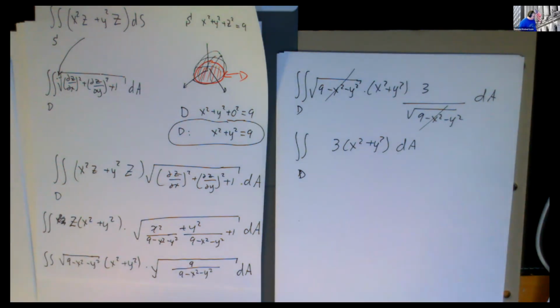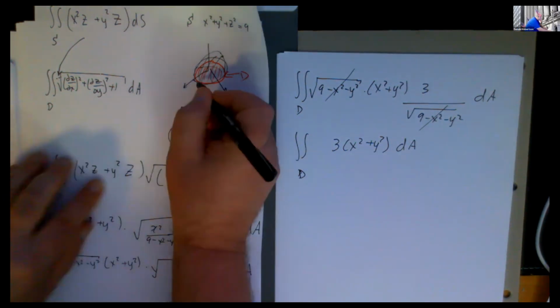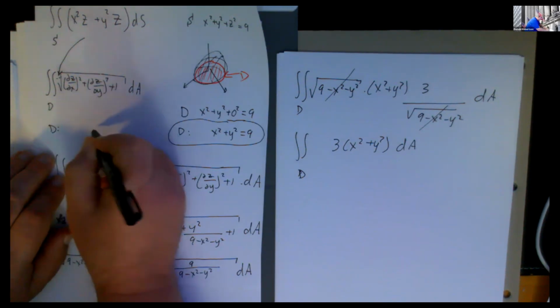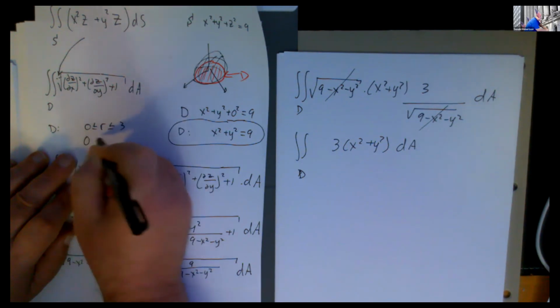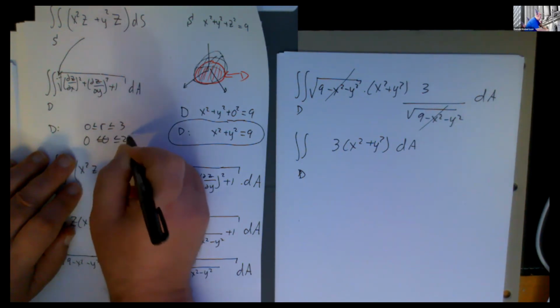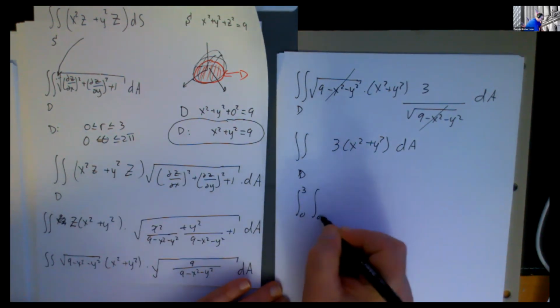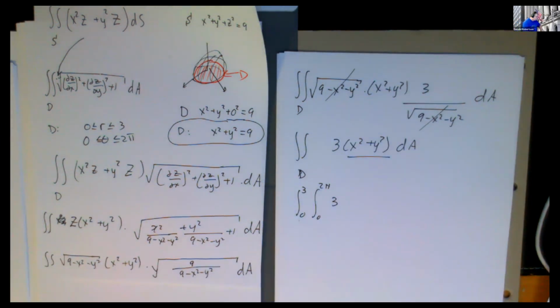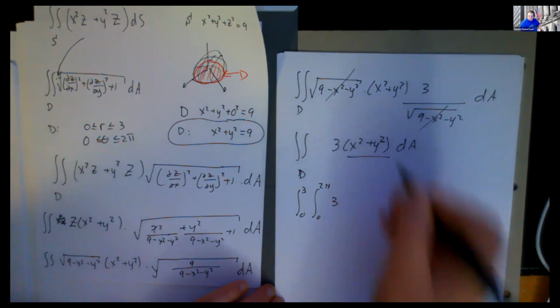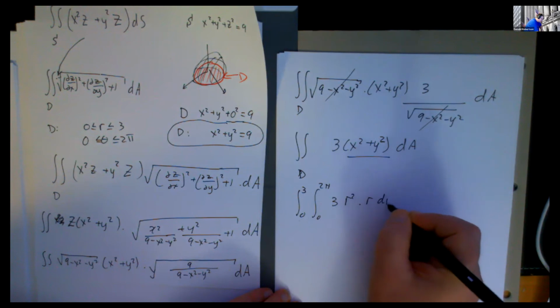Now, in this question, I think polar lends itself really well, because the trick here is, for this circle, if you describe D in polar form, won't r be from 0 to 3? And theta will be from 0 to 2 pi. What will that little x squared plus y squared become when you go polar on it? r squared. Yeah.